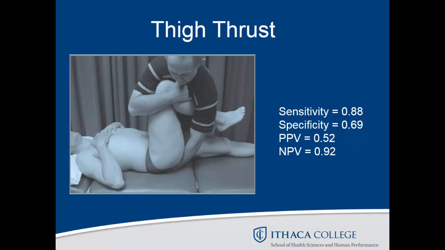The thigh thrust, the sensitivity, and again, sensitivity would be if a test has high sensitivity and the test is negative, you can rule that diagnosis out. So this test, the thigh thrust, has high sensitivity. So if you perform this test and it does not impact their comparable sign, you are able to start to rule out SI joint dysfunction. Specificity of the test, a little bit lower, still somewhat of value. Again, specificity means that if the test is positive, you can rule the diagnosis in. So this test is better used to rule out SI joint dysfunction.